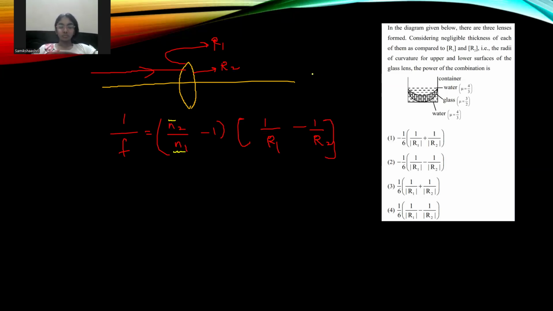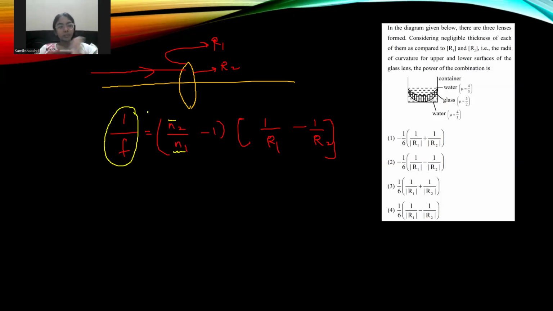Object position is not given, so just assume the object is at infinity, because they are asking for the focal length. In this formula, the image will be at the focus when the object is at infinity. Otherwise, we have to apply the formula mu2 by v minus mu1 by u equals (mu2 minus mu1) by r, refraction through a curved surface. From there only we have derived this.